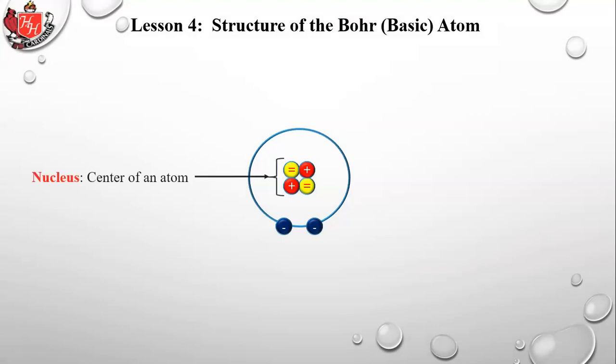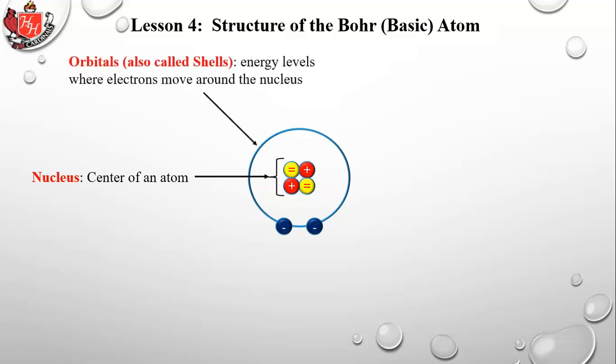So let's look at the structure of an atom. The center of an atom is called the nucleus. Unlike the nucleus that you learned about in biology, the nucleus of a cell, it doesn't have a pouch around it, it's not in a container. It's just a collection of protons and neutrons in the center of the atom. Orbitals, also called shells, are energy levels where electrons move around.